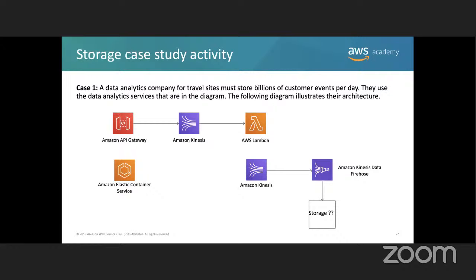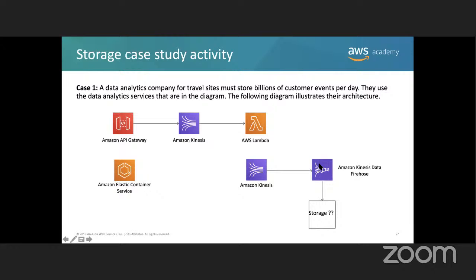So a data analytics company for travel sites must store billions of customers' events per day. They use the data analytics services that are in the diagram. The following diagram illustrates their architecture. They have Amazon API Gateway, Amazon Kinesis. You know, this is for real-time ingestion of data. Lambda is to run the code and process operations. They also have Elastic Container Services. It's a container service. Amazon Kinesis again. Amazon Kinesis Data Firehose.